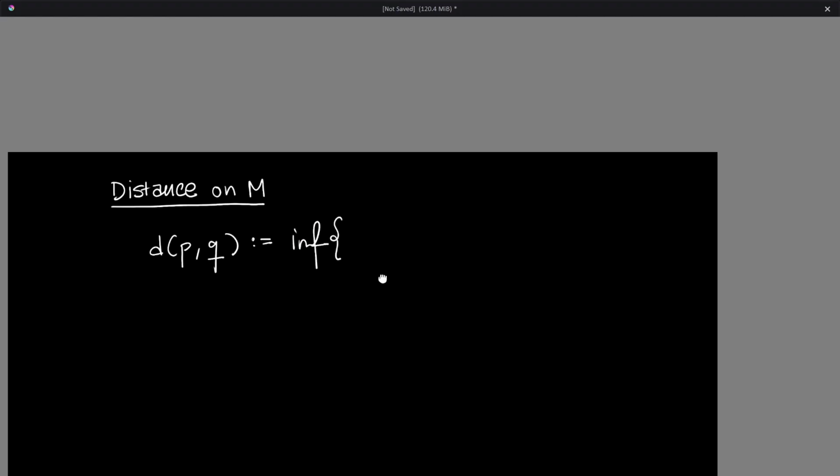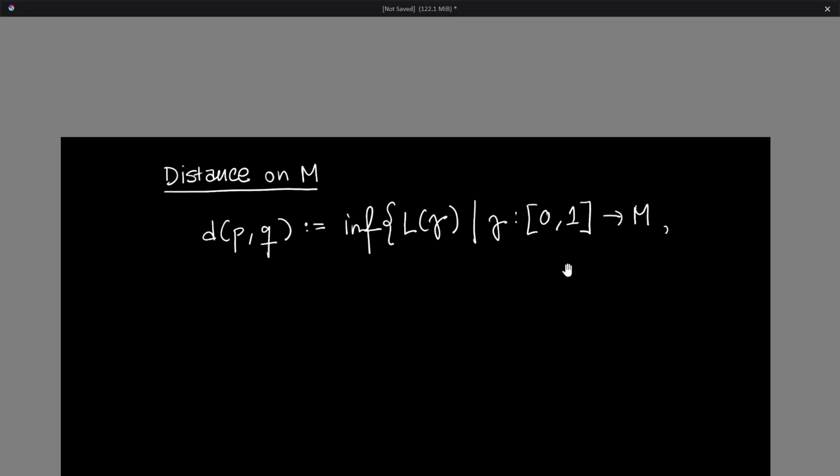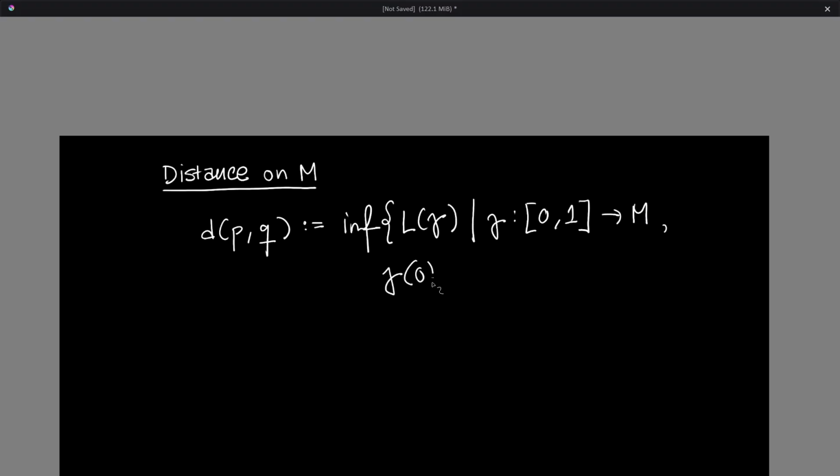This is all going to be very intuitive in a second. L of gamma, where gamma is a parametric curve from 0 to 1, such that gamma of 0 is equal to p and gamma of 1 is equal to q, which means that the start of the path is p and the end of the path is q.